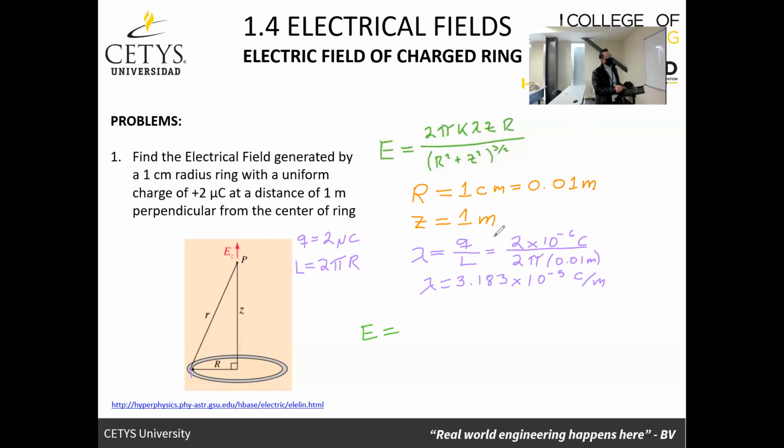So now we've got all the values we need. We've got R, Z, and lambda. And we already know K is the constant. So bring those into the expression and give me the value. Please do the calculations and verify.